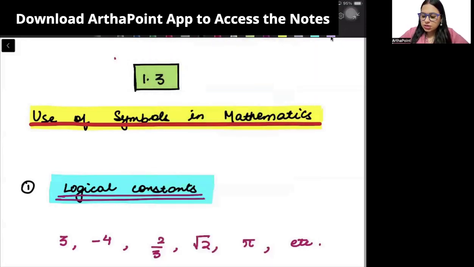So today we will start with a new topic and we will ask ourselves an important question. What is the use of symbol in maths? इसमें I will talk about many things today. सबसे पहले हम कुछ symbols के बारे में बात करेंगे.